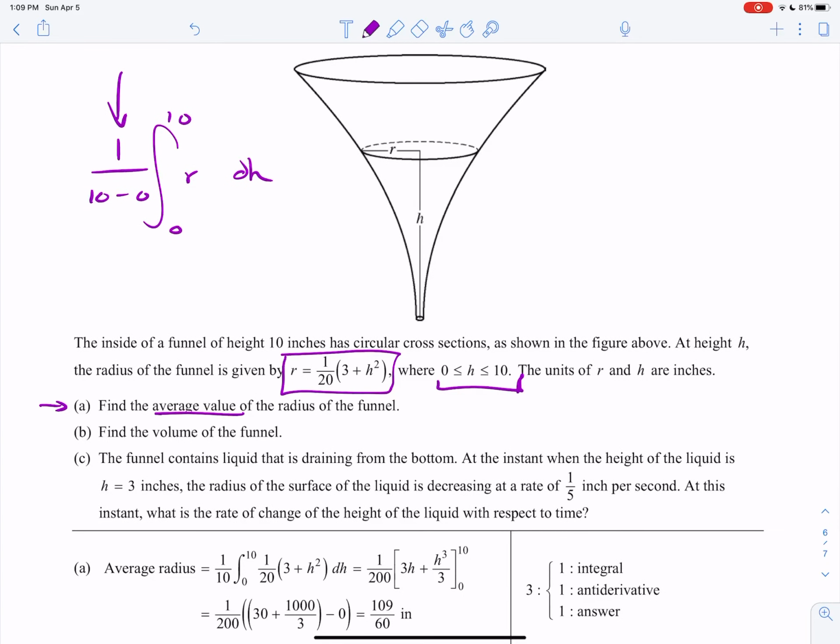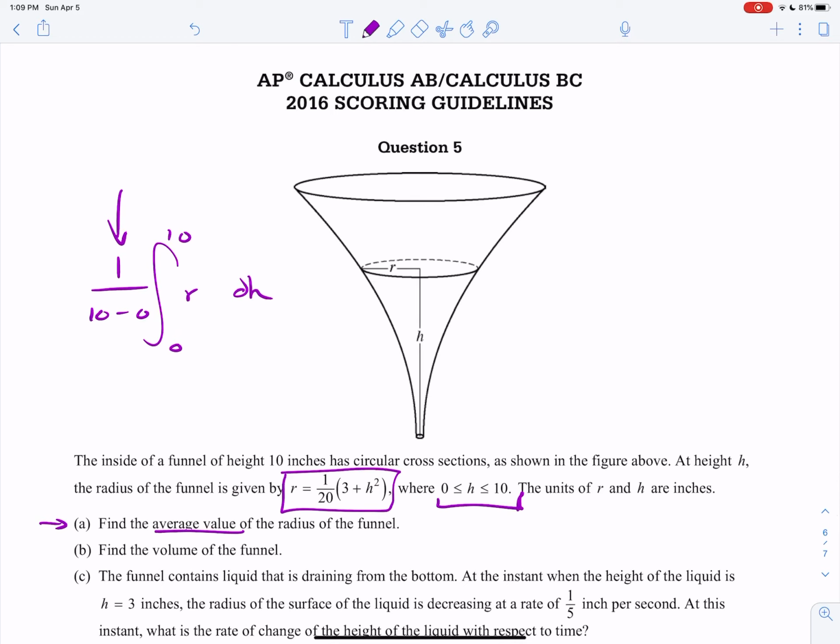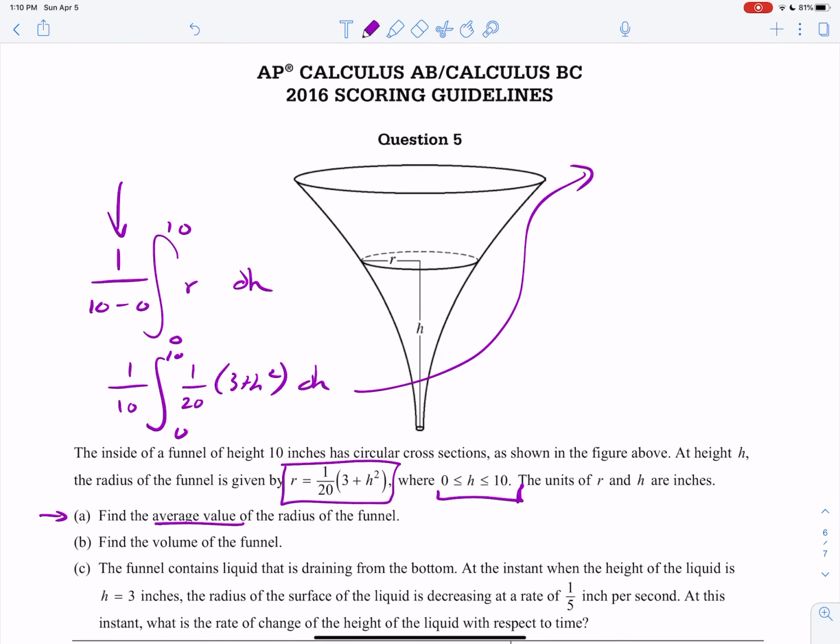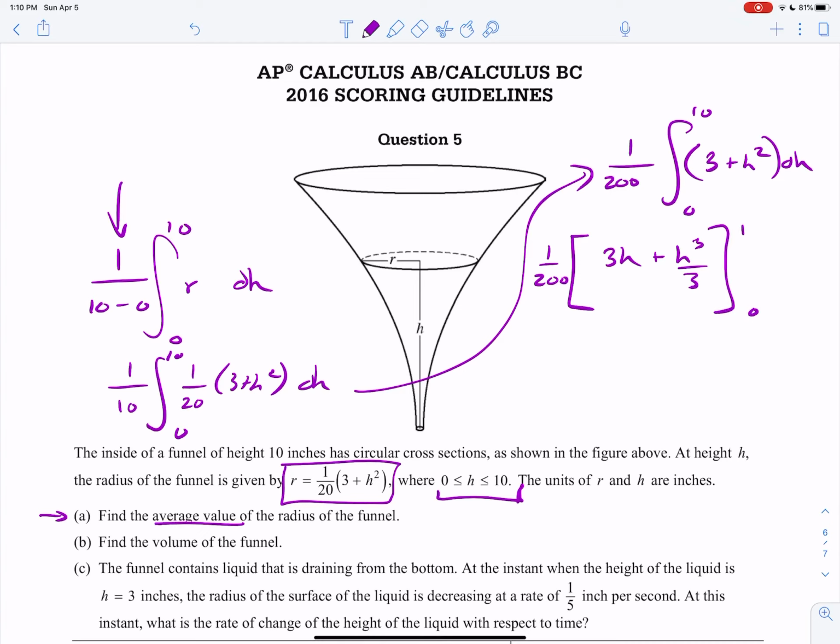So the thing here is you gotta keep going because you gotta do your calculus part. So here I have 1/10 integral of 1 over 20, 3 plus h squared dh from 0 to 10. Okay, so a few things. I could pull out that 1 over 20 so that it's 1 over 200 on the outside, just so that it's not too overwhelming inside the integral. Okay, you integrate this here. The integral of 3 is just 3h. The integral of h squared is just h cubed over 3. And you're going to evaluate from 0 to 10.